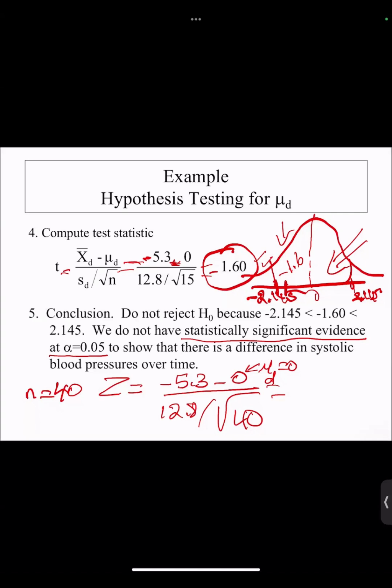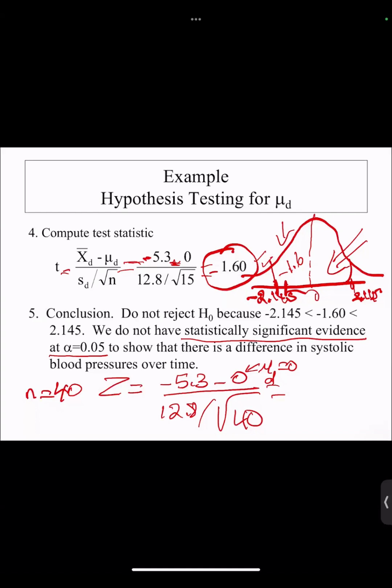12.8, times, I'm doing it. You can do it with me, Elizabeth, if you want. Divided by the square root of 40. Square root of 40. I got minus 2.6. Thank you, Alicia. Okay, I didn't get it, but anyway, you've done it better than I did.